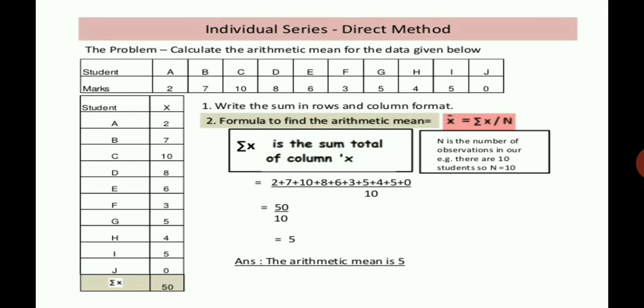Now the values of these students are averaged by the calculation called summation x. Summation x is the notation used, where x bar, the arithmetic mean, is equal to summation x upon n. All the values of x are added together and divided by the number of values. Here in the example, all the values total 50 and are divided by the number of values, 10, and the answer is 5.